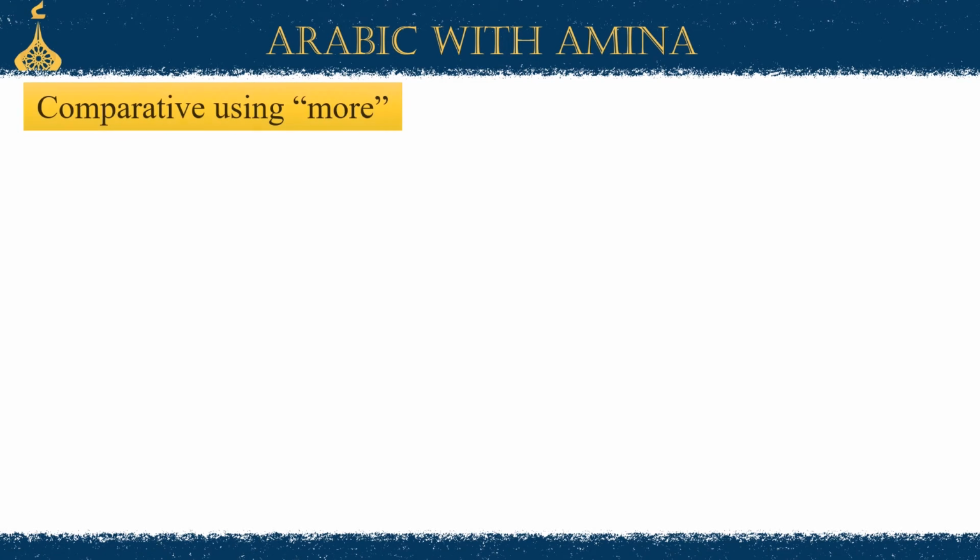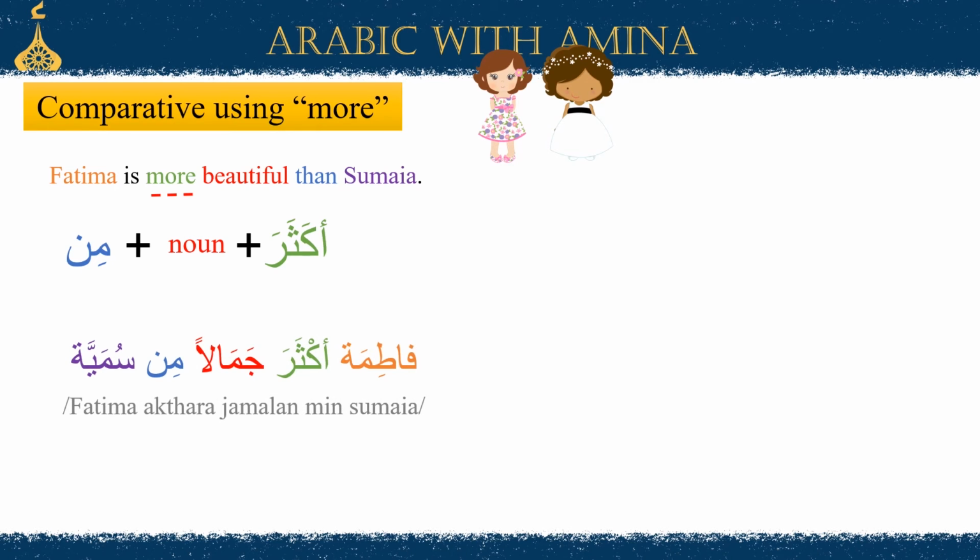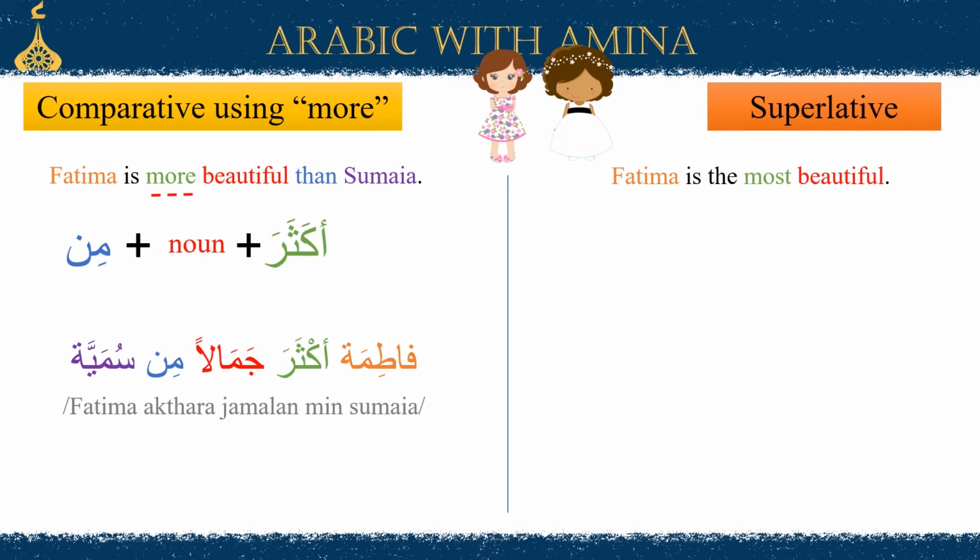Recall how we would use comparative adjectives using the word more. For example, Fatima is more beautiful than Sumayya. In Arabic, we took the word أكثر, followed it by the noun and by min. So Fatima أكثر جمالا من سمية. Well, we can also make a superlative adjective from the word more, which is equivalent to the word most in English. Fatima is the most beautiful.